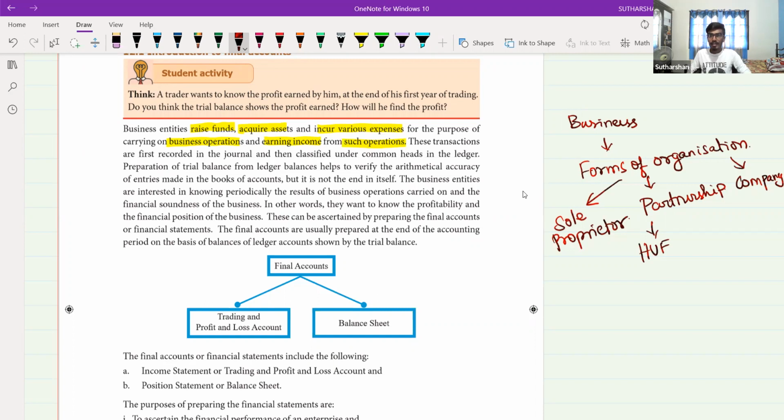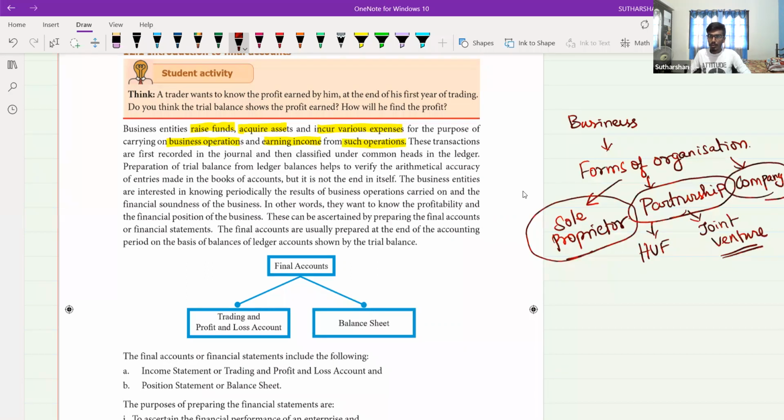After that we have one more type, that is different types of joint venture. It is a part of partnership itself. We have different things, but we are majorly focusing on a professional career. We will read about sole proprietor, and we will talk about partnership and companies. Sole proprietor will form part of your 11th syllabus. Partnership and companies will form part of your 12th syllabus, which I have already completed.